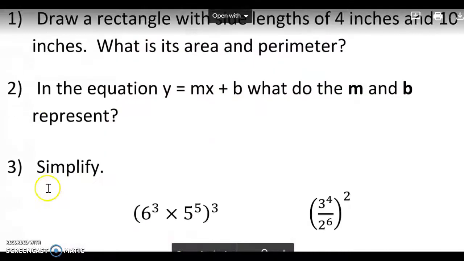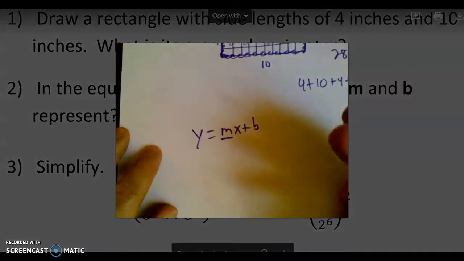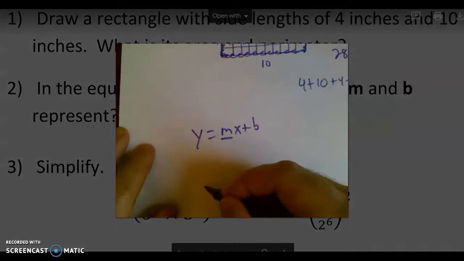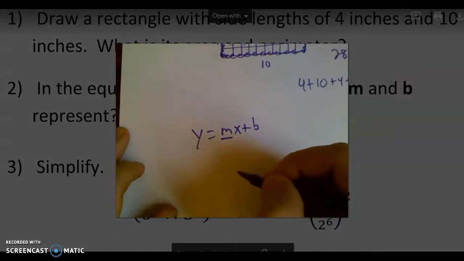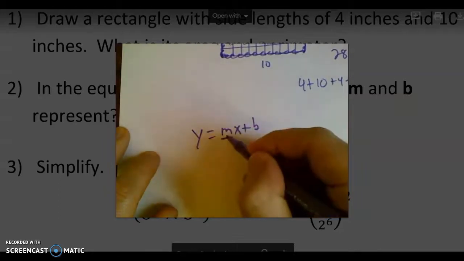Number 2, in the equation y equals m times x plus b, what does m and b represent? So in 8th grade, this is the most popular form of a linear equation. And understanding m is your pattern. So if you were to always increase or go over by 1 unit, how much higher or lower does your value get? And that's what this is.